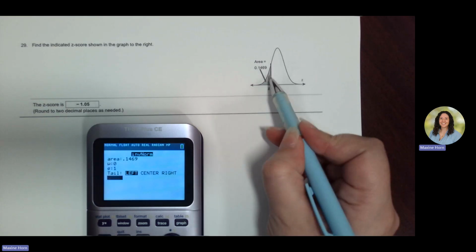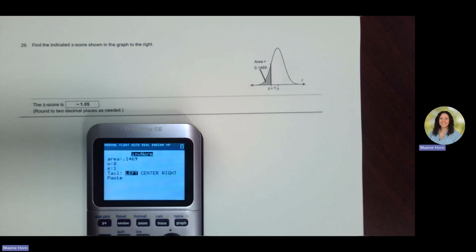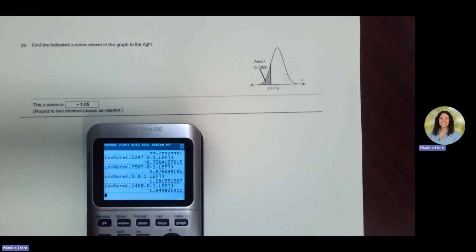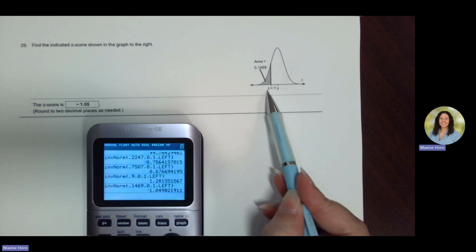Okay, this was the area to the left as opposed to the area to the right. And that's how I'm getting my negative z-score. Also, it makes sense that it's negative, right? Every time you get a z-score, make sure that it makes sense in terms of, is this supposed to be a positive number or a negative number? This is supposed to be a negative number because it's to the left of the mean.